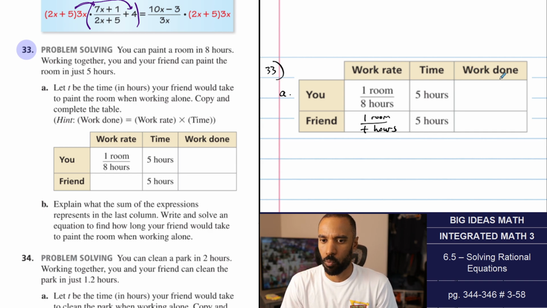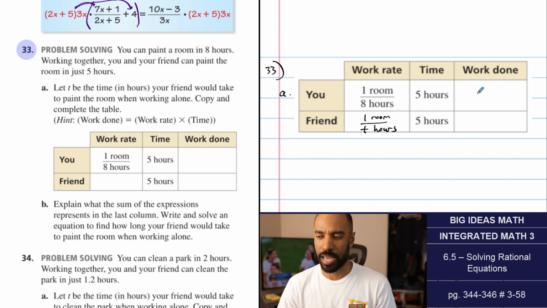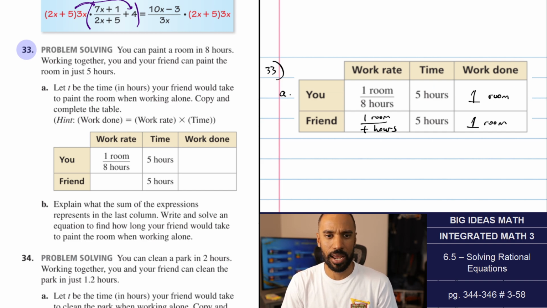Now, the work done, one room is the work done, I guess is the way that I would say it. I'm kind of confused with this time here. I don't like that it's there because that is for both of us together. I think that's how we do it. I have to process what they're asking there because I don't like that they have the 5 hours thing there. Normally I wouldn't write it that way.